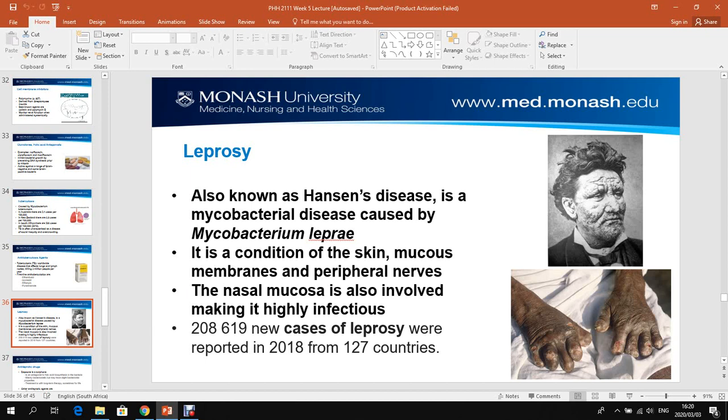Leprosy, just for interest's sake, the infection rates of leprosy in the world as at 2018 were 280,690 new cases of leprosy, which were identified in 127 countries. So it's still a huge problem and it needs to be controlled.